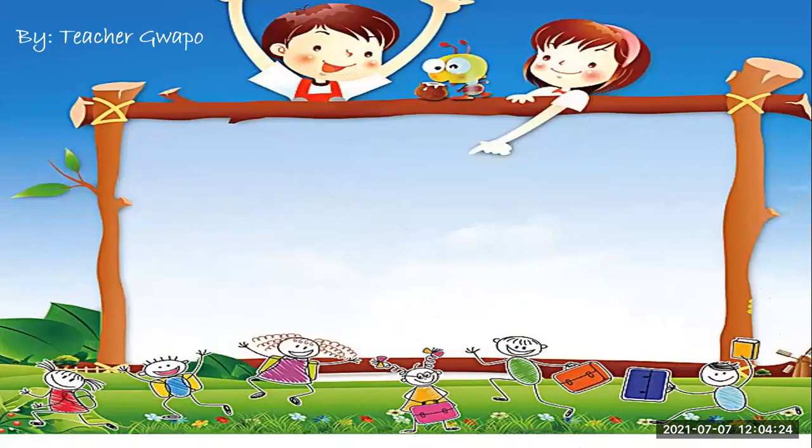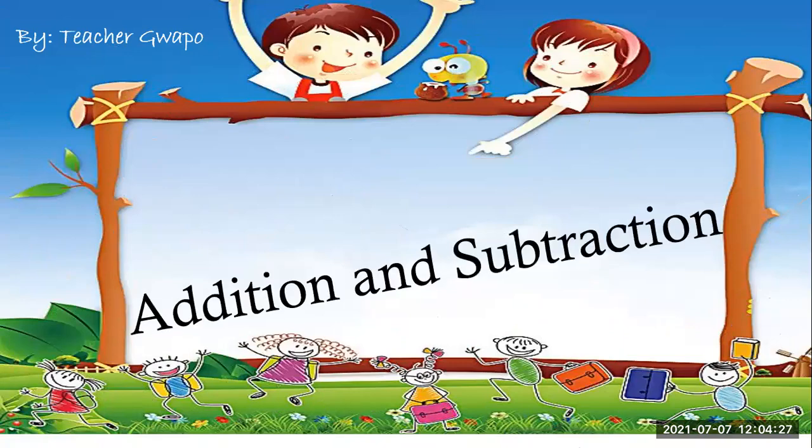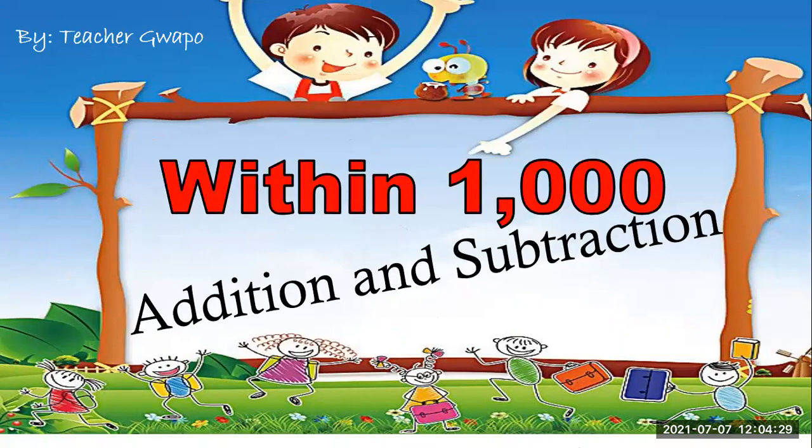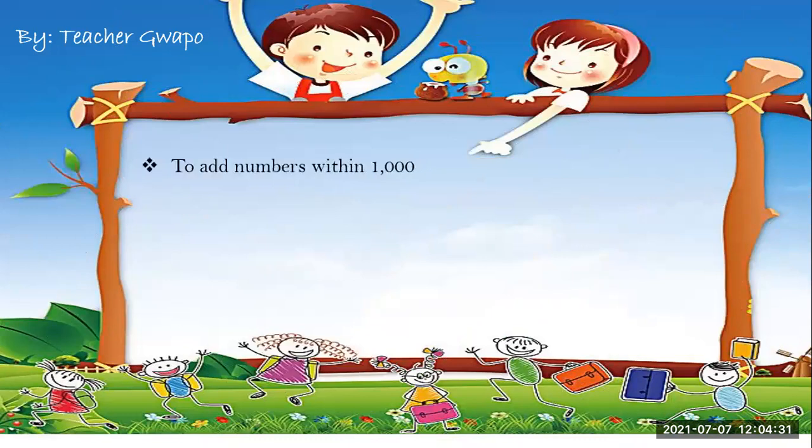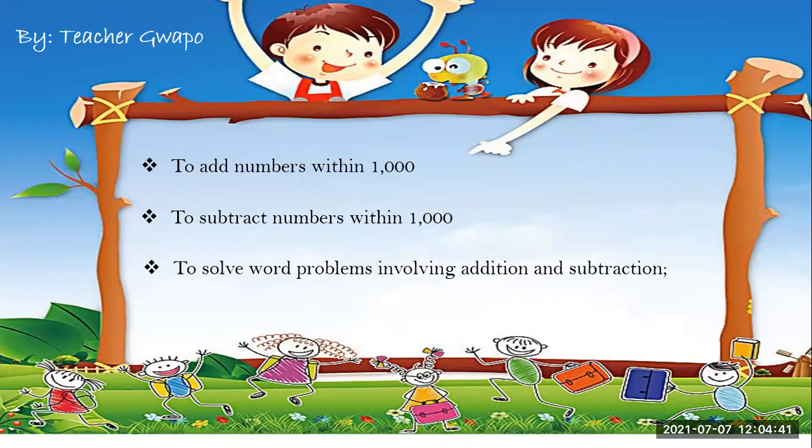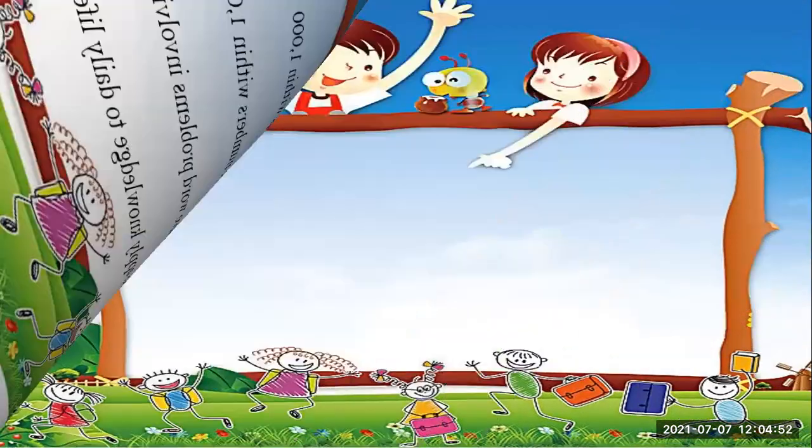Okay, for this chapter, these are the objectives. First, to add numbers within 1000, and the second one is to subtract numbers within 1000, and to solve word problems involving addition and subtraction, and the fourth or the last one is to apply knowledge to daily life.